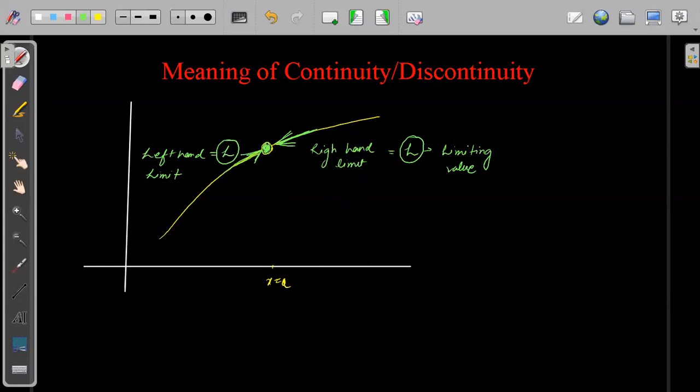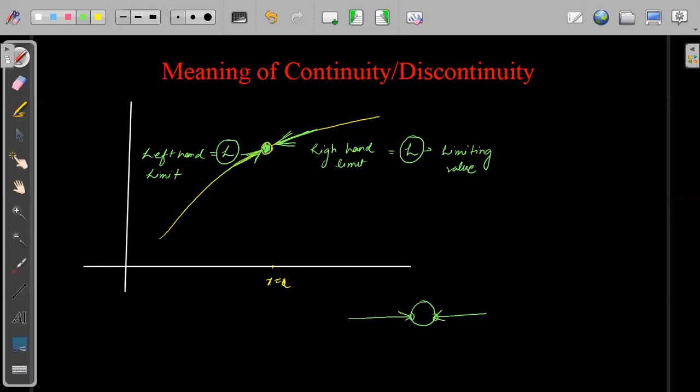So what we are saying is, from the right hand side the limit is L, and from the left hand side the limit is L. That means from both sides the function is taking the same limiting values, but in between the function is not defined.